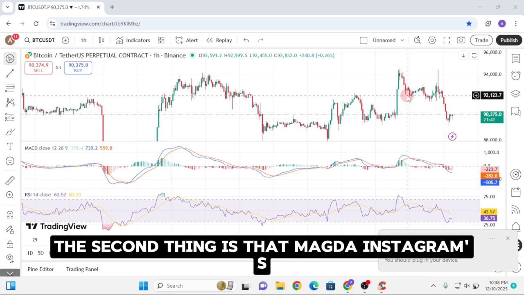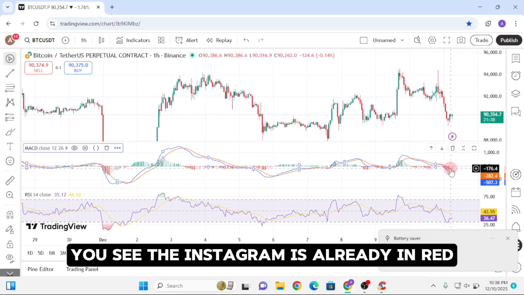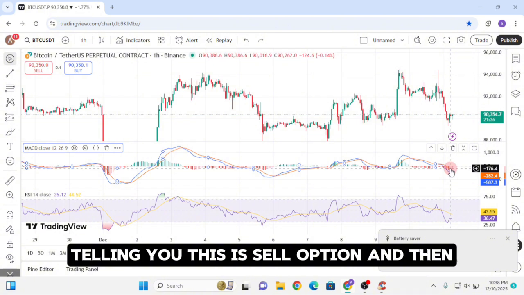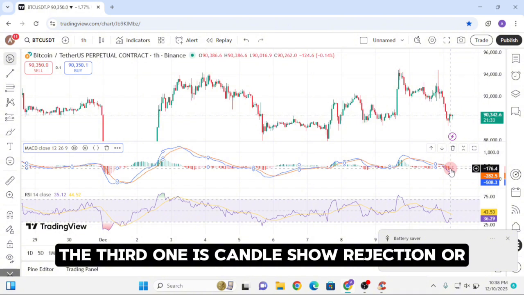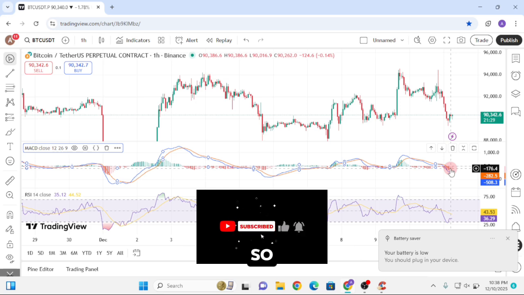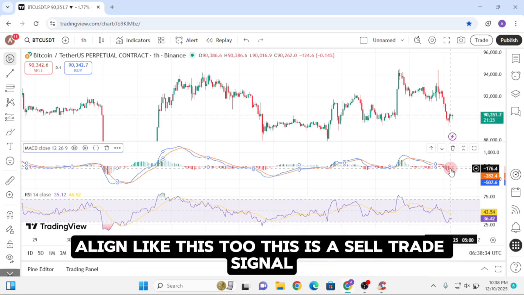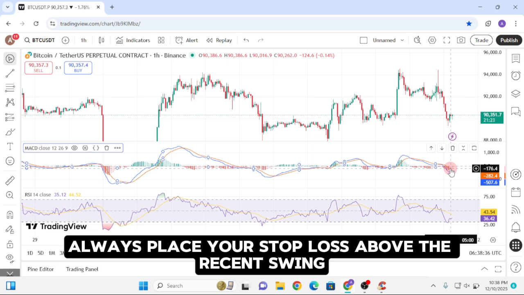The second thing is that the MACD histogram turns red at this point. You see the histogram is already red, telling you this is a sell option. And then the third one is the candle shows rejection or bearish momentum. So when everything aligns like this, this is a sell trade signal. Always place your stop loss above the recent swing high.